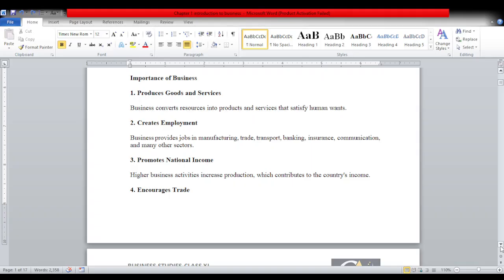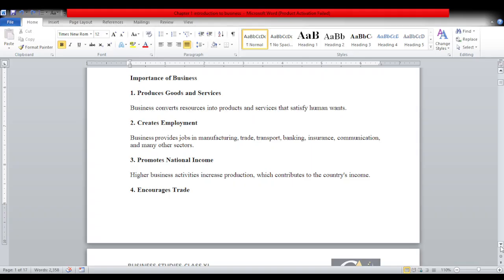Second, it creates employment, right? When a person is engaged in business activities, has set up a startup or a new business, definitely he needs people and resources who might help him in his day-to-day activities. This is how business increases employment opportunities in the economy. Business provides jobs in manufacturing, trade, transport, banking, insurance, communication, and many other sectors, right? So this is how they create employment opportunities.